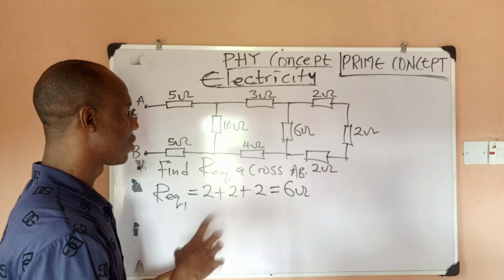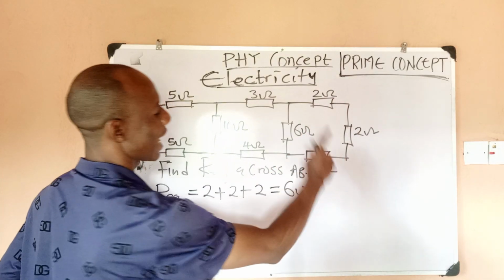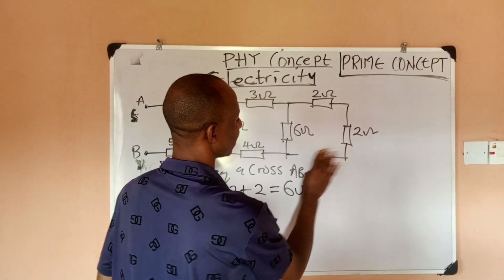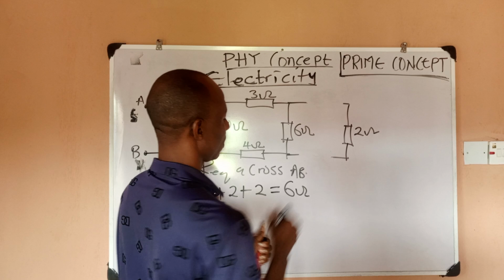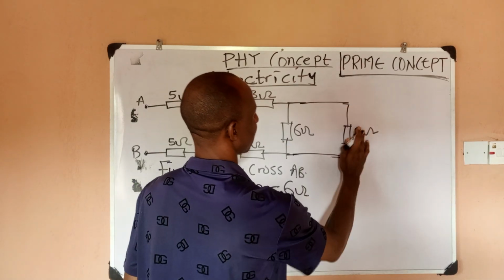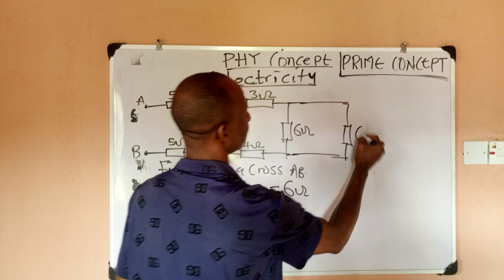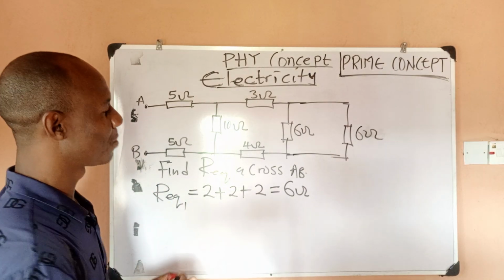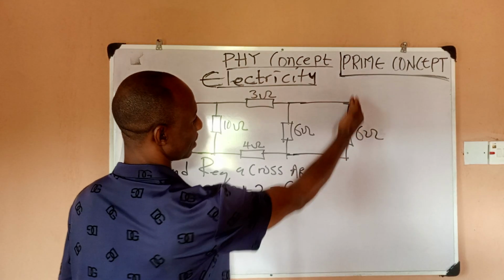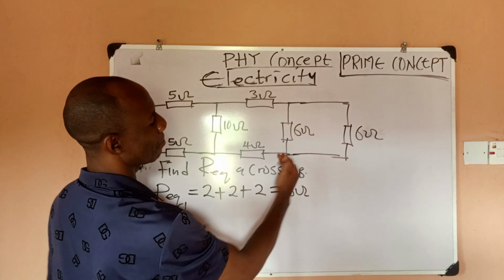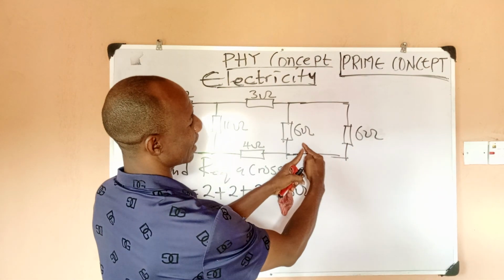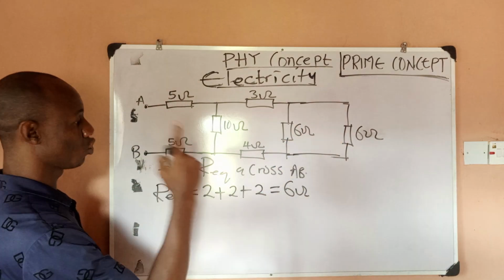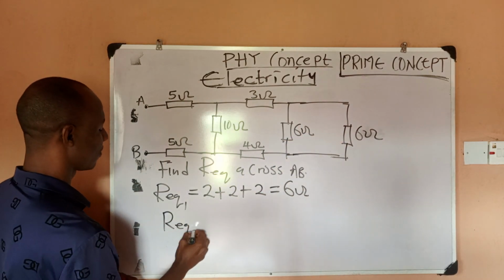So I'm going to redraw the circuit. Since these three are now a single resistor, I'm going to change that. So we'll then have a new circuit like this, and this becomes 6 ohms. This is the new circuit we have. The next thing you would observe is that this resistor and this resistor are parallel to each other. Since they are parallel, you need to resolve and get the equivalent. So I'm going to call this my R equivalent 2.